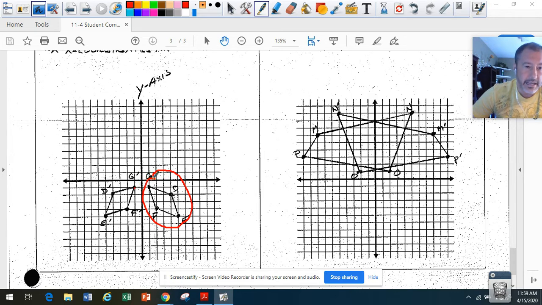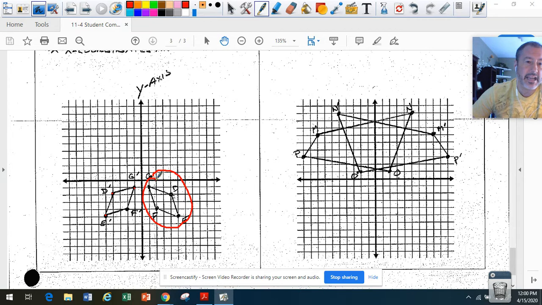Let's go with the D. The D is 1, 2, 3, 4, so 4, -2. If it's 4, -2, it has to be -4, -2. So there's our D prime right there. Let's go with our E. So we're here at 5, and then down 1, 2, 3, 4, 5, -5. So positive 5, -5 is the coordinate of E. So E prime is now going to be -5, -5, and there's our E prime right there.